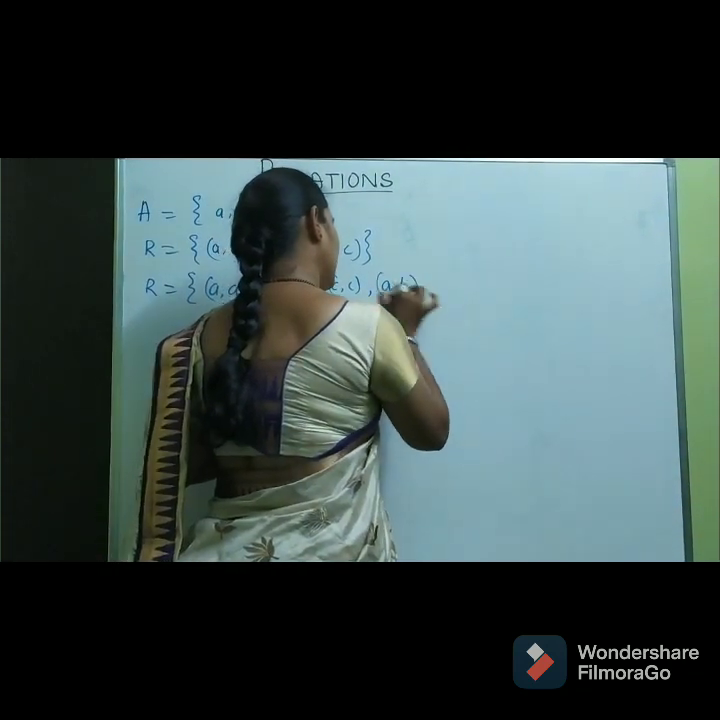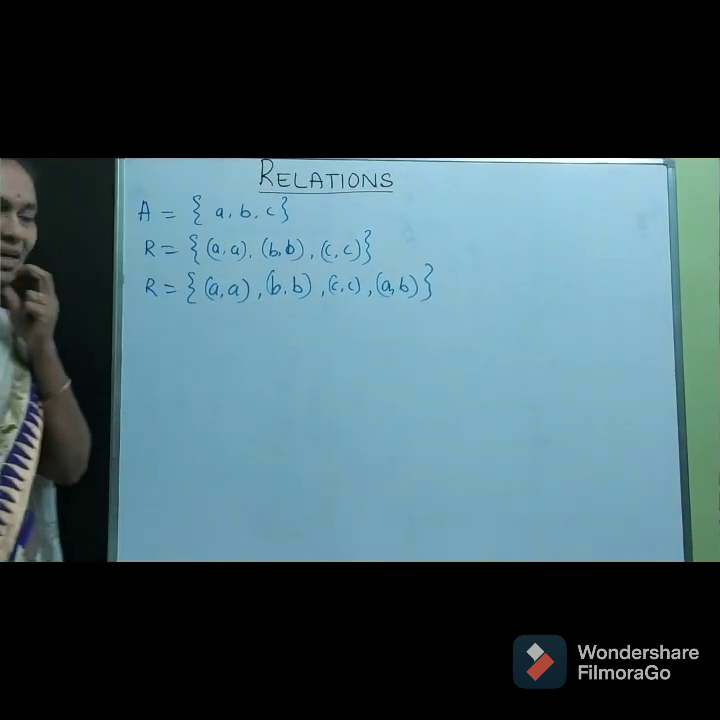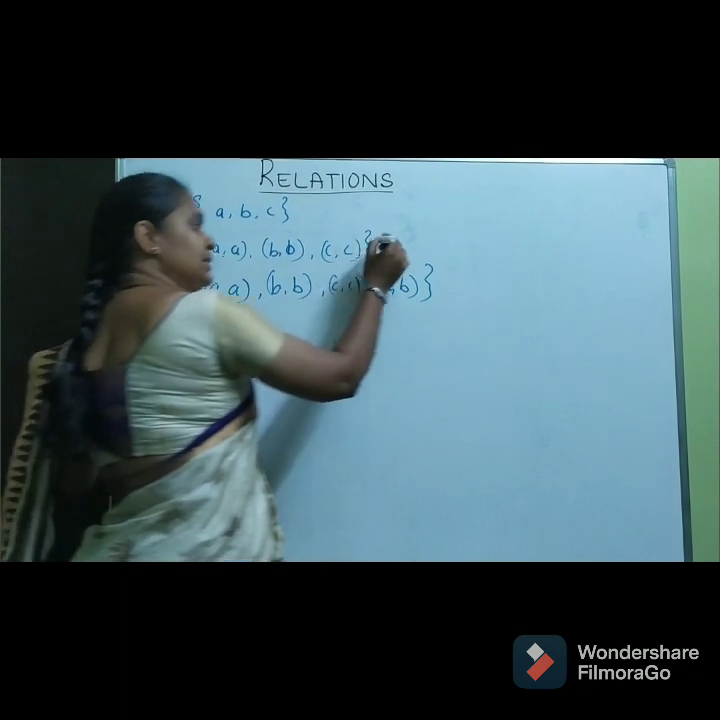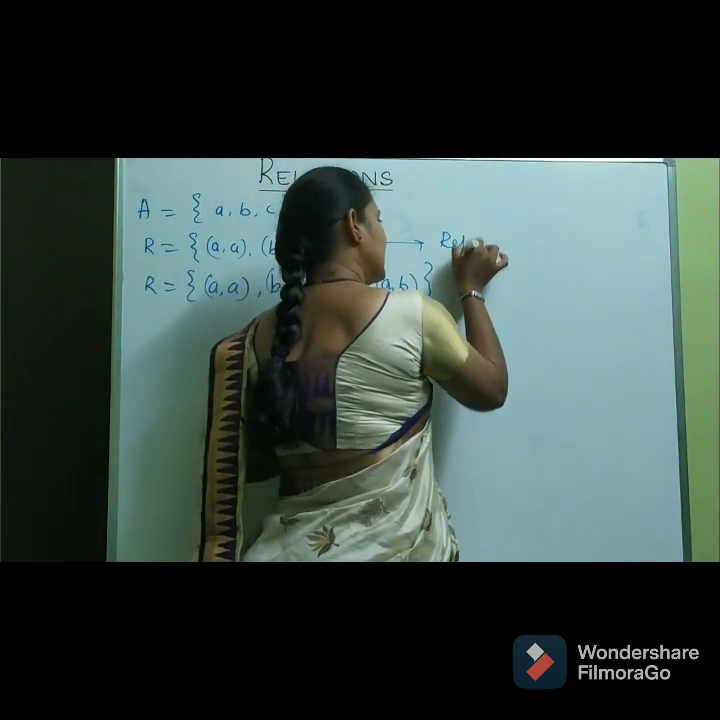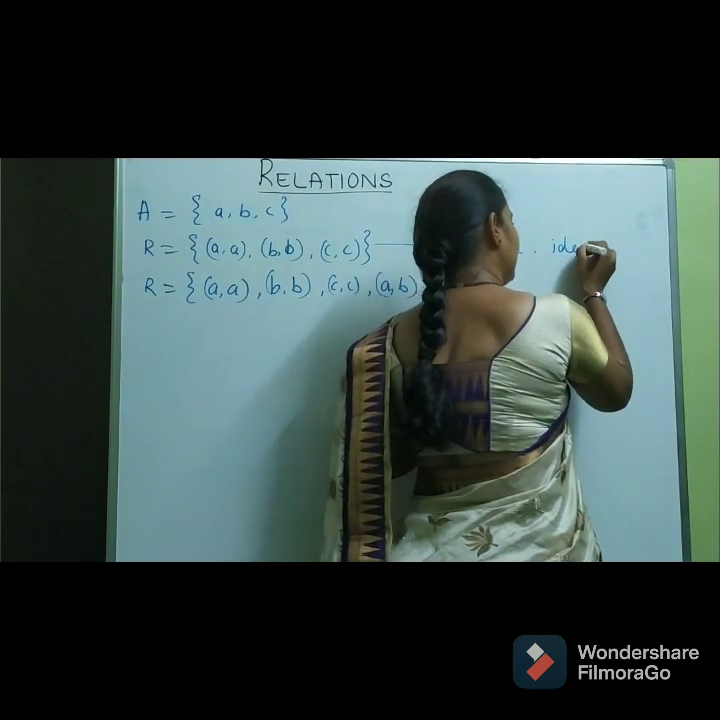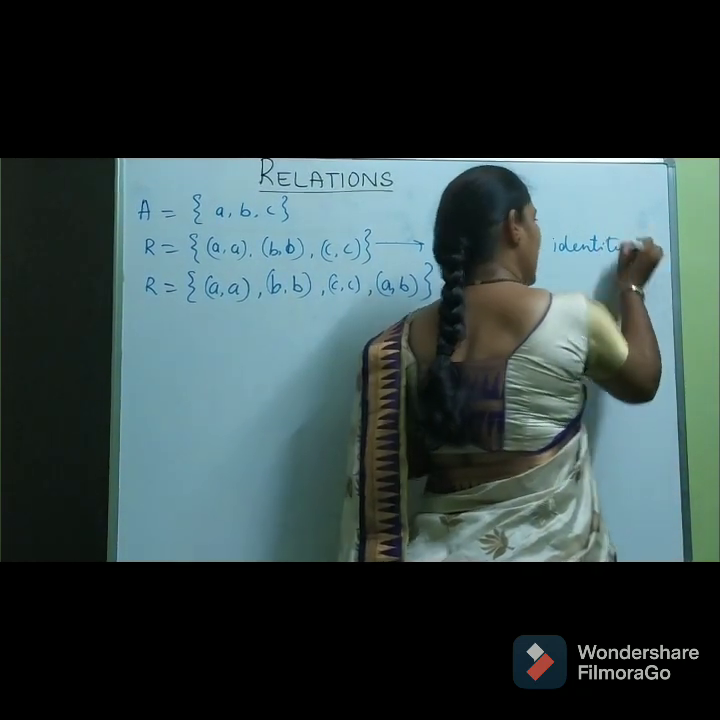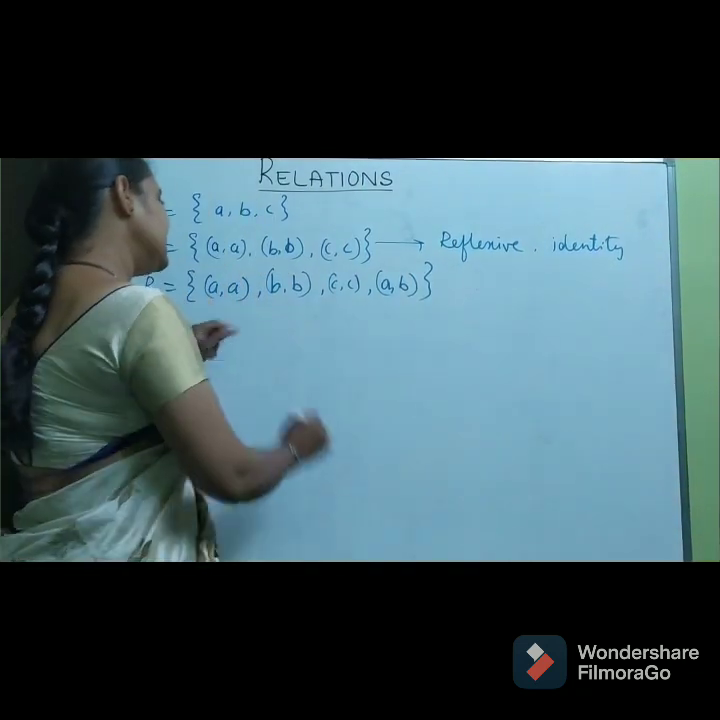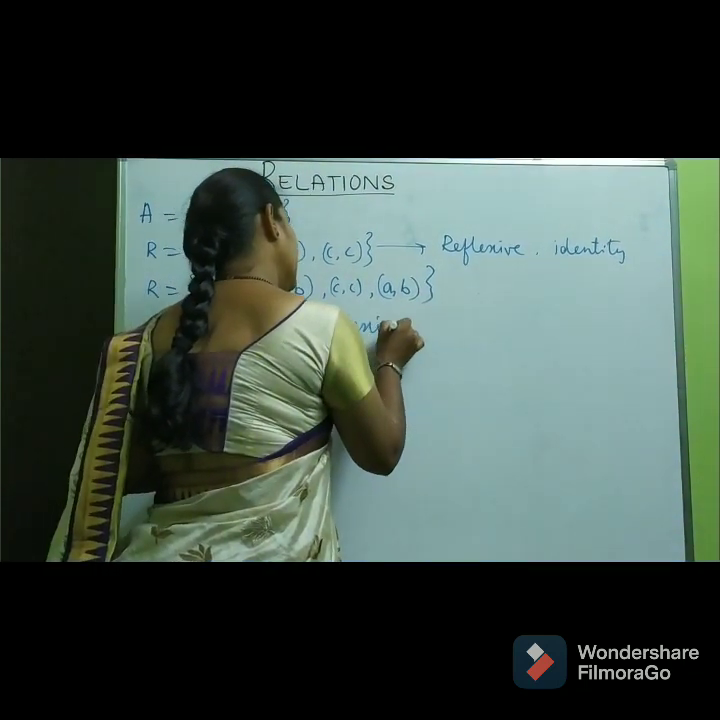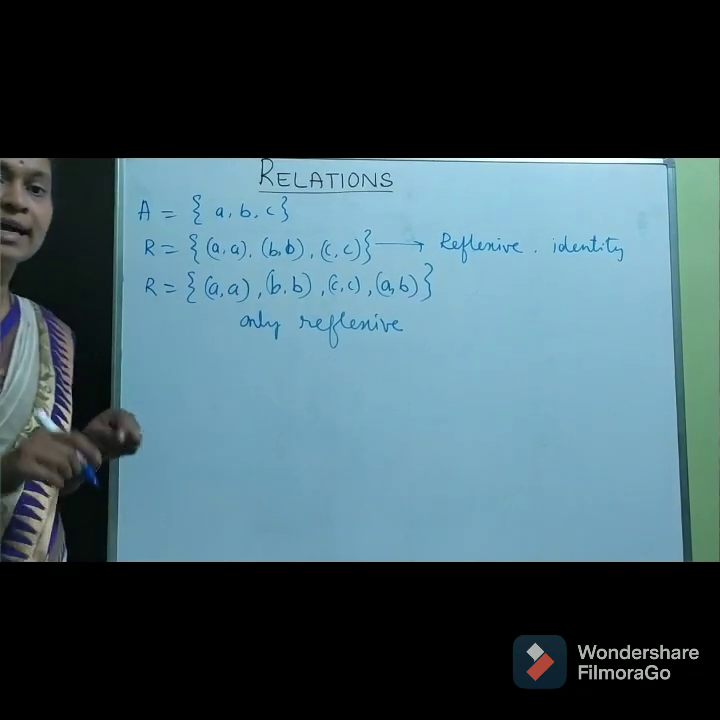I will write (a, b) in this. Look here, I have added one more ordered pair. This one is reflexive and identity, reflexive as well as identity relation. But this one is only reflexive. This is what the difference is.